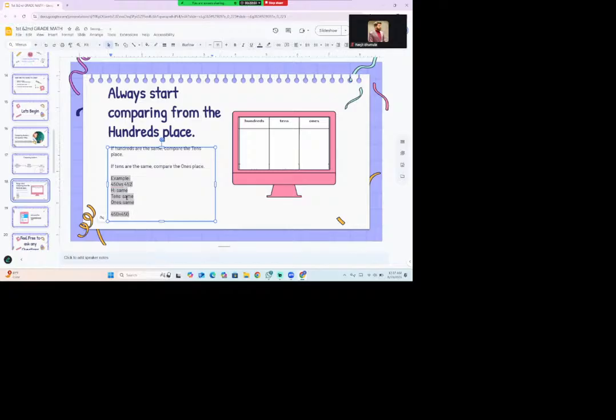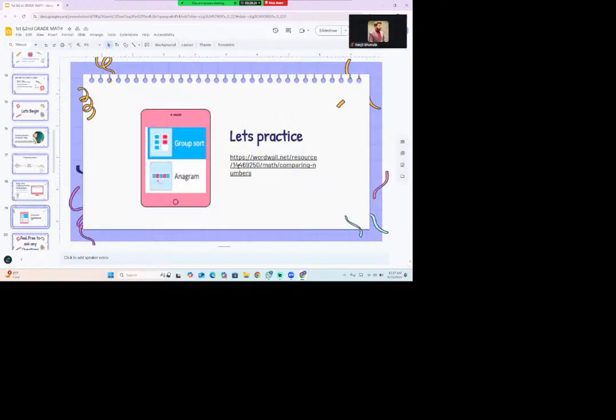And if this was 452, the hundreds place would still stay the same, the tens place would stay the same, and the ones place would be 0 is less than 2. So this would change the sign. 450 is less than 452. Now let's move on to the practice here.